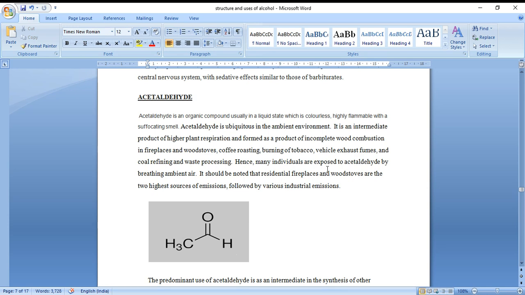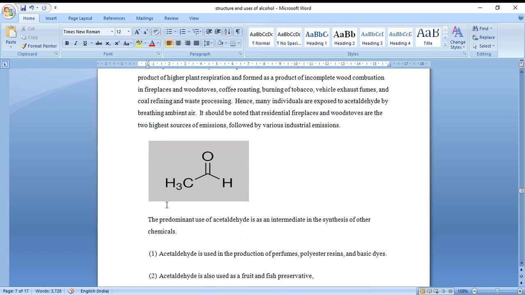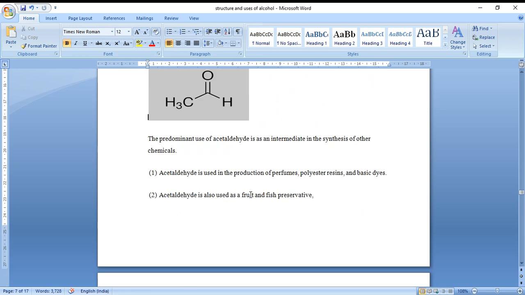Many individuals are generally exposed to acetaldehyde by breathing the ambient air. The two highest sources of emissions are the fireplaces and wood stoves, as well as industrial emissions. So this is acetaldehyde. Two carbons are present, isn't it? HC double bond OH is formaldehyde, CH3 C double bond OH is acetaldehyde.